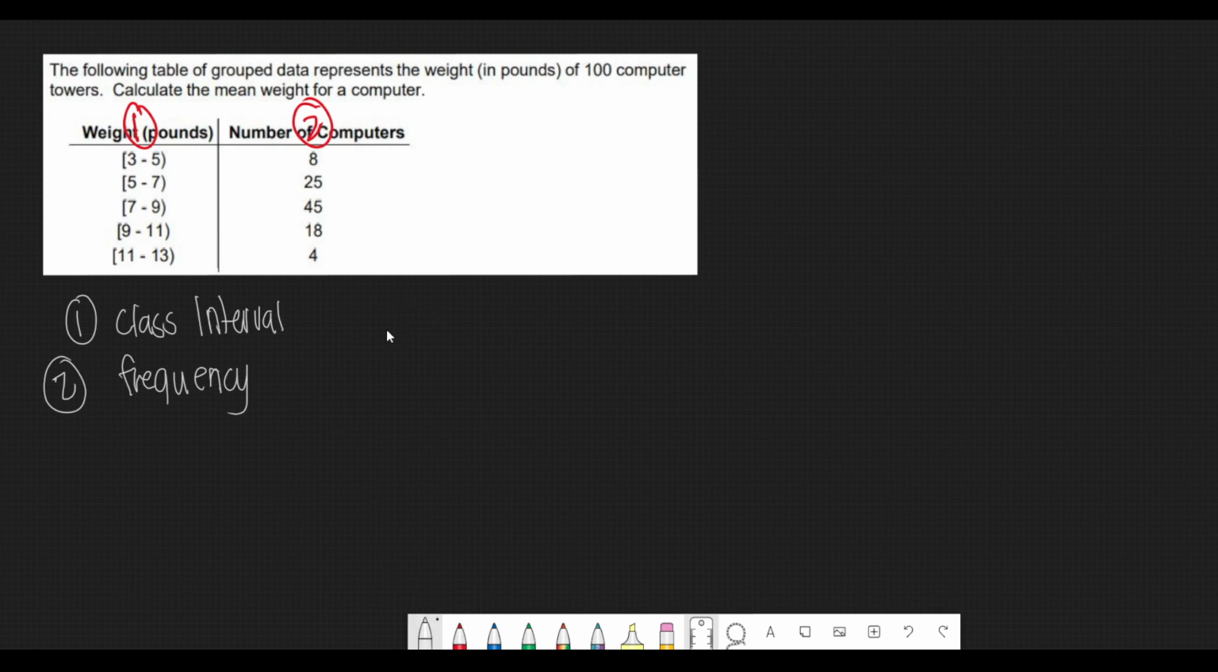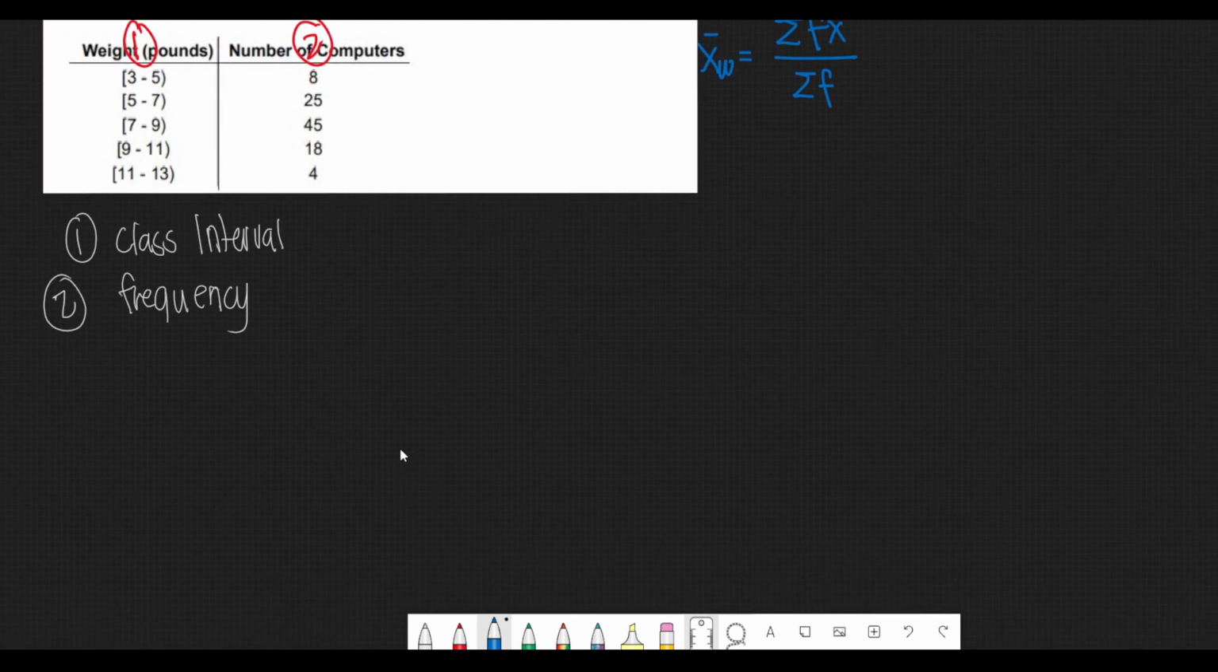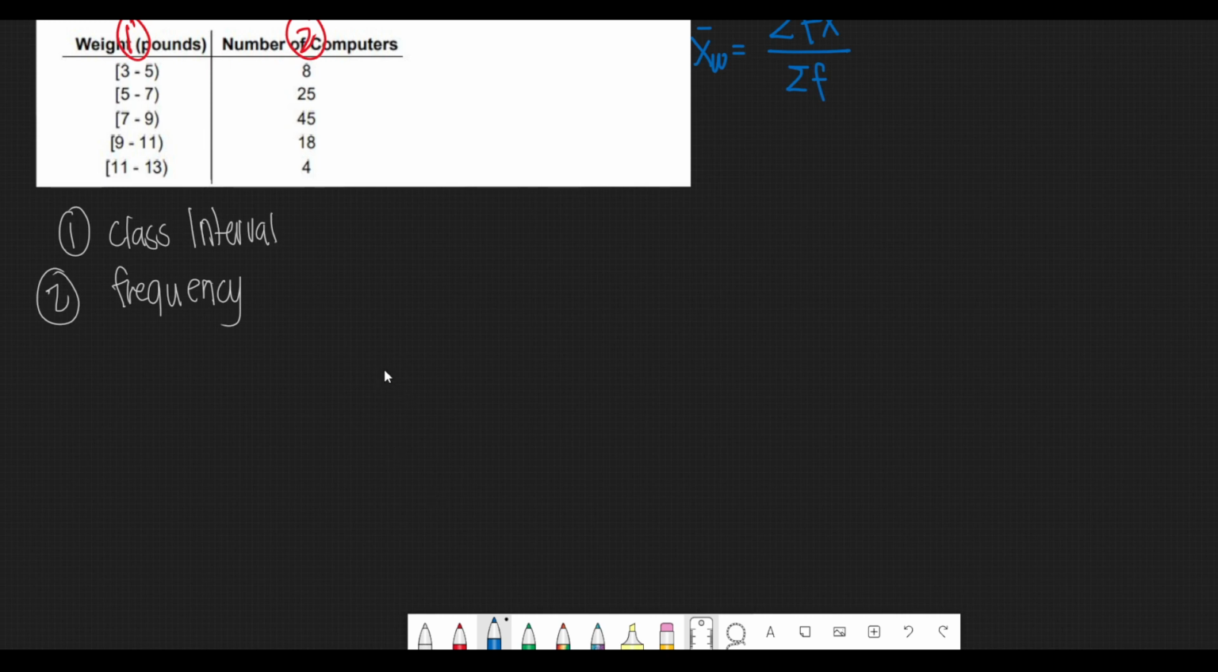So to solve for the mean weight, because that is what's asked for us to solve, the formula for this is summation of f times x divided by summation of f. Okay, so that is how we solve mean weight. Now, let's just continue. To solve for this mean weight, we first need to complete our frequency table.